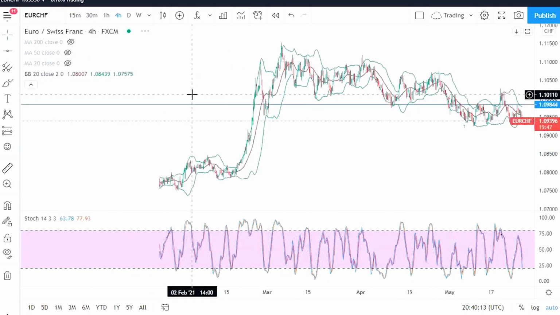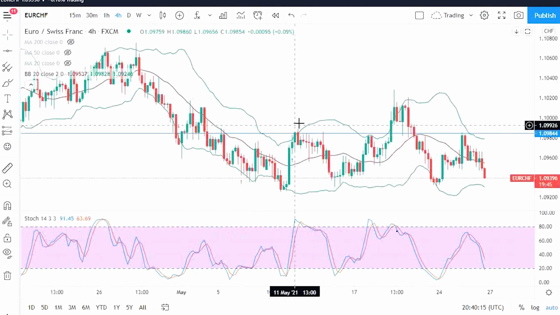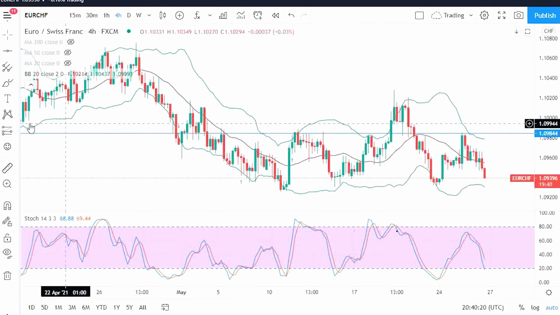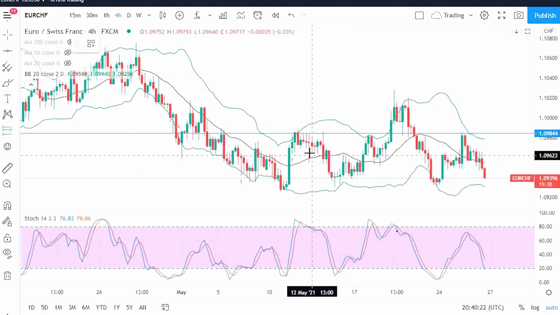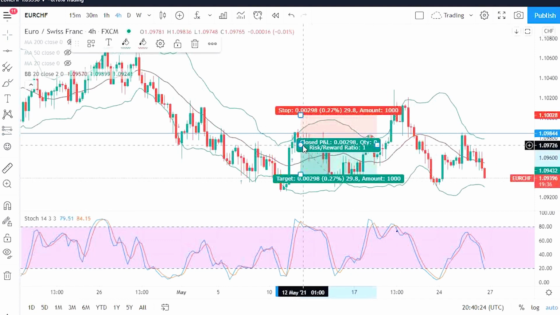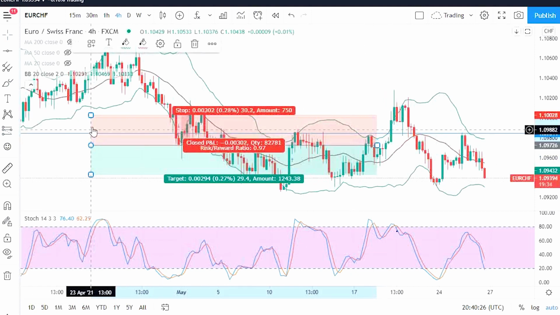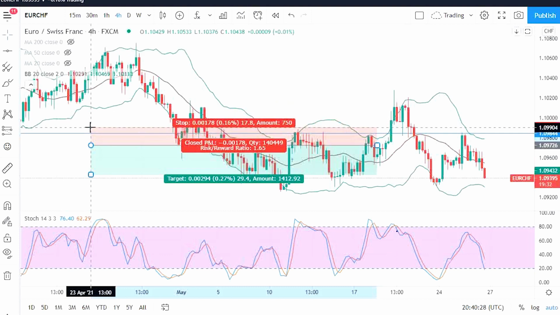So here we have the Euro Swissy. This is one part of me sniffling. I'm a little bit sick. This is the one we took short, so I'm going to do short position. We're taking it right there, that candlestick. We'd set stop with a little wiggle room up there.